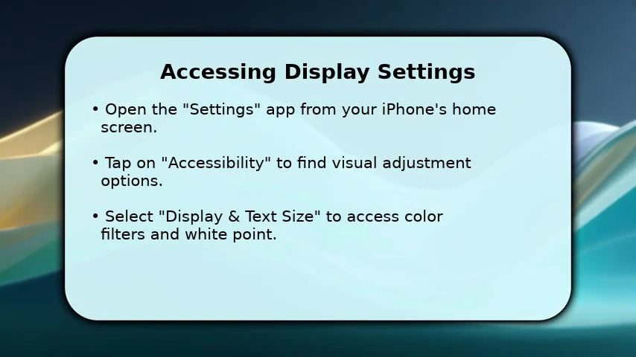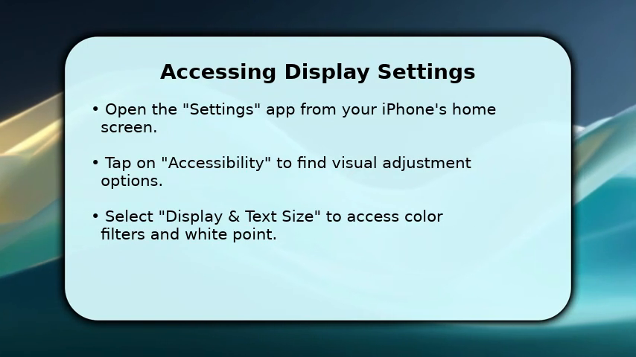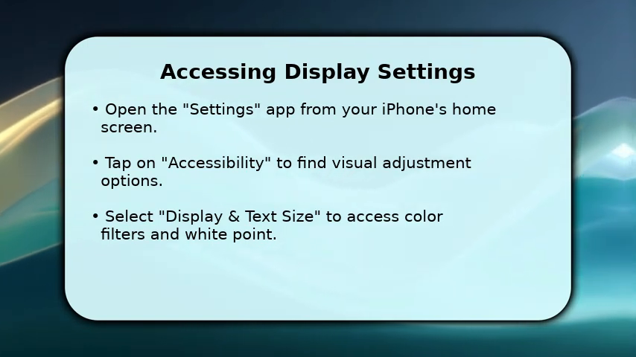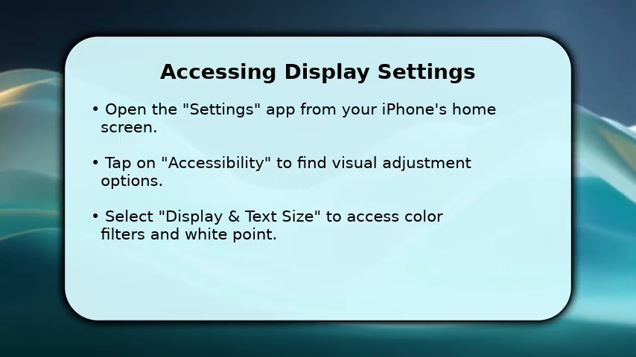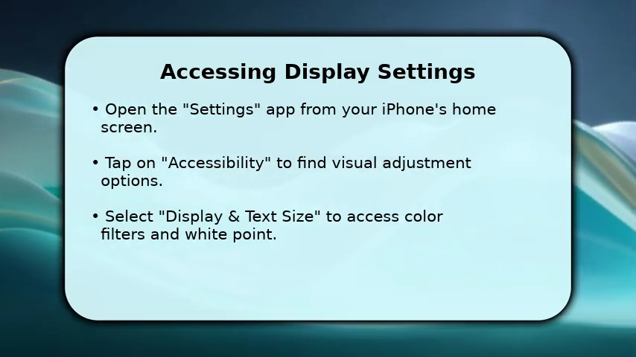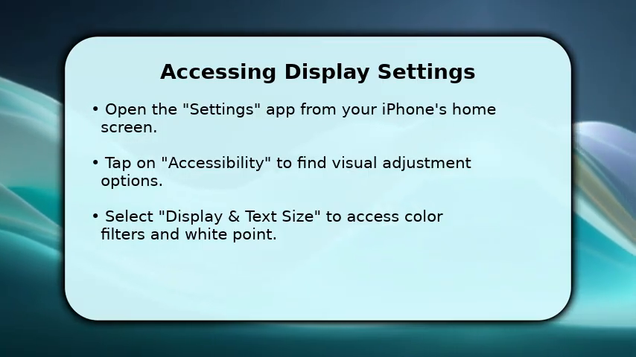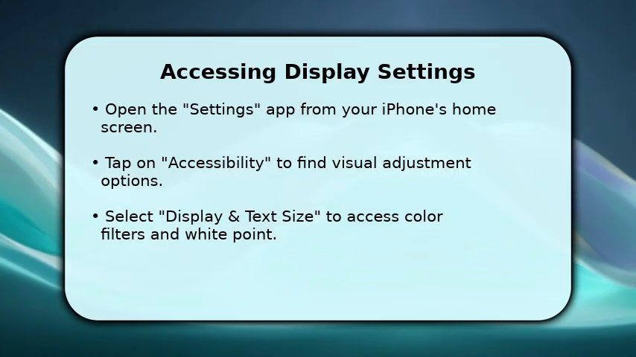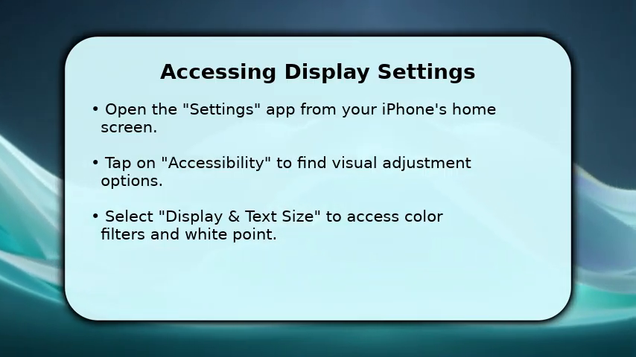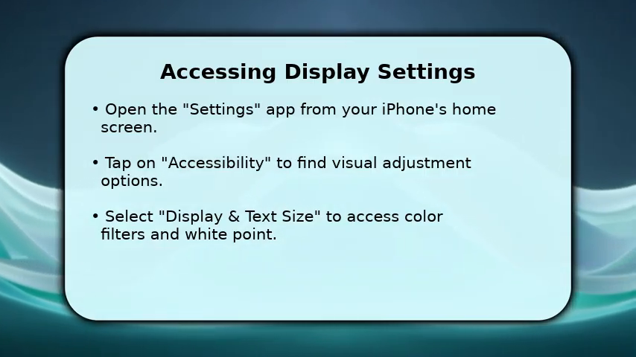To begin, navigate to your iPhone settings application. Once inside, scroll down and tap on Accessibility, which houses various options to customize your device for different needs. From there, locate and select Display and Text Size. This section contains the crucial tools we will use to modify your screen's visual output, mimicking gamma adjustments.